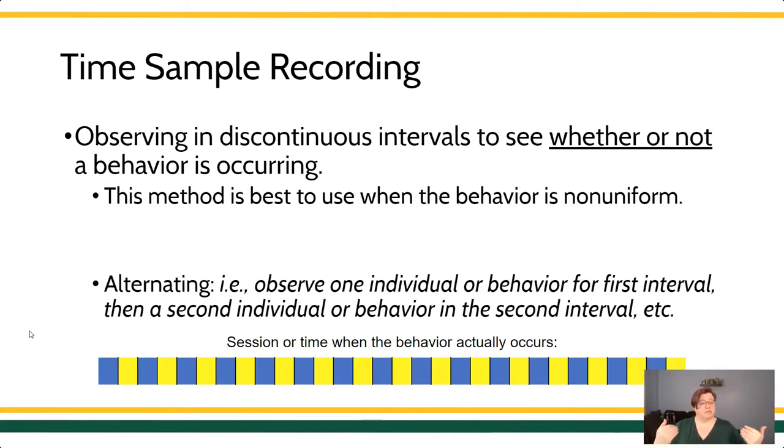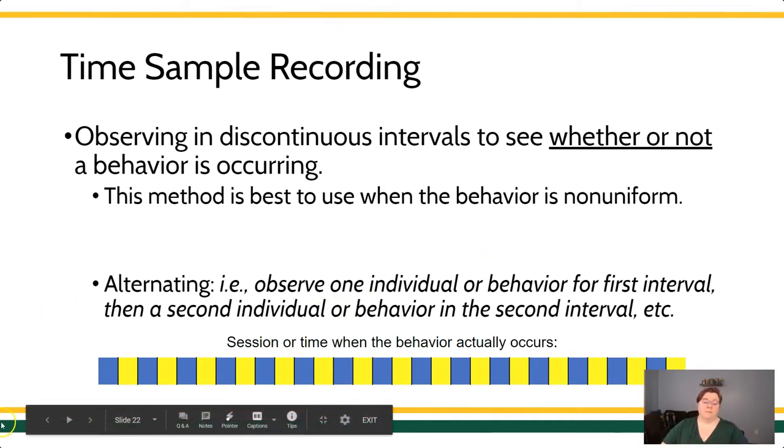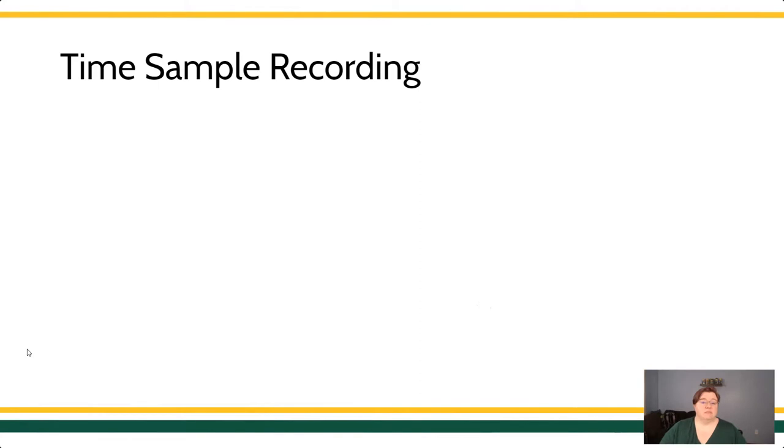But from the perspective of the person being observed, it's a discontinuous observation because I'm only actually observing client number one during intervals one and three and five and so on. So it's actually a discontinuous observation of each client's behavior, even though I, the observer, am watching them the whole time. If you see switching between clients, you're very likely looking at time sample recording. Now, the biggest limitation of time sample recording is you are absolutely going to miss instances of behavior.